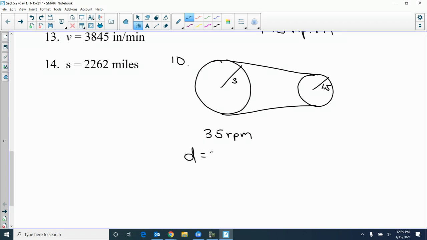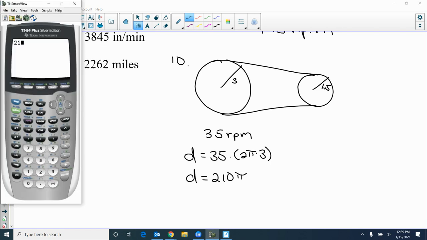Good. So take your rotations, which is 35, times the circumference, which is 2 pi times 3. Do that, but keep the pi. 35 times 2 is 70. 70 times 3 is 210 pi. It'd be about 659.7, in this case inches. I want to leave it in terms of pi because I know what I want to do here. How many revolutions is that going to be for the smaller one?